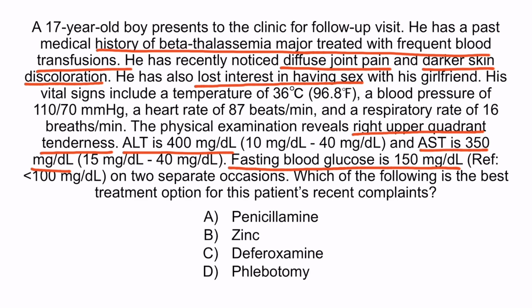Arthralgia, bronze skin discoloration, decreased libido, hepatitis, and diabetes are all signs of hemochromatosis. This patient likely has secondary hemochromatosis due to frequent blood transfusions. Therefore, he needs iron chelation therapy with drugs like deferoxamine, deferasirox, and deferiprone. So the correct answer is option C.